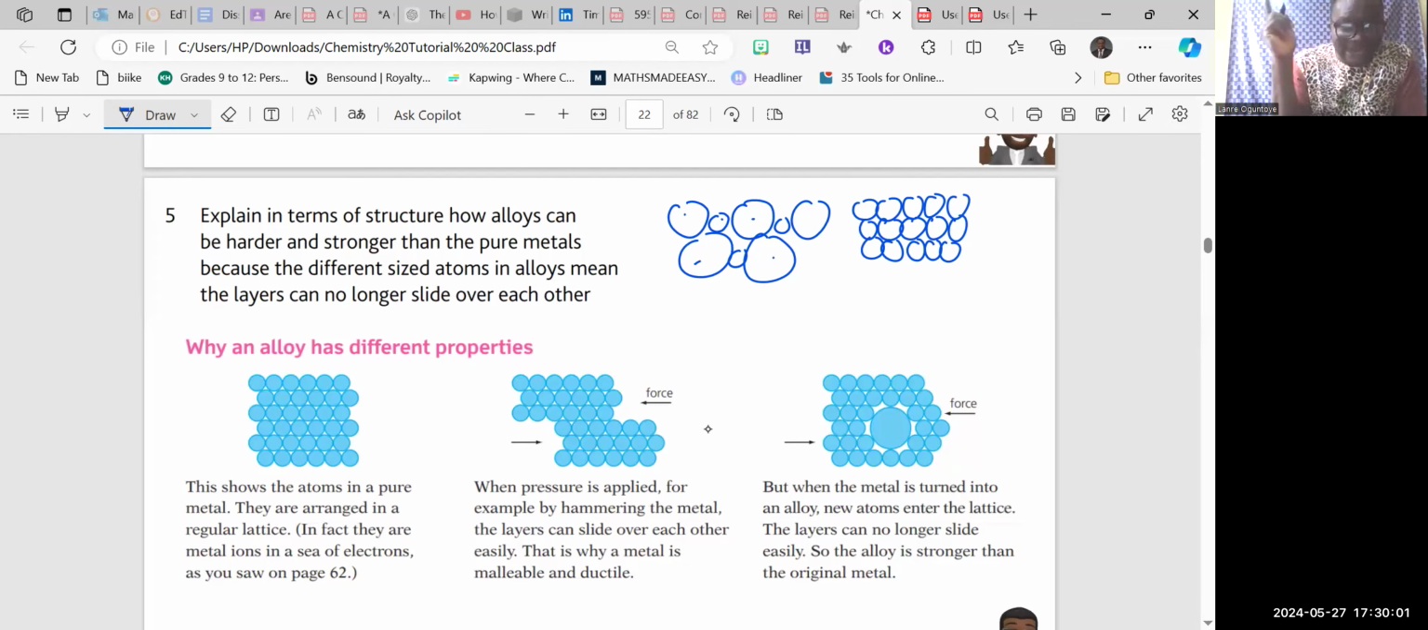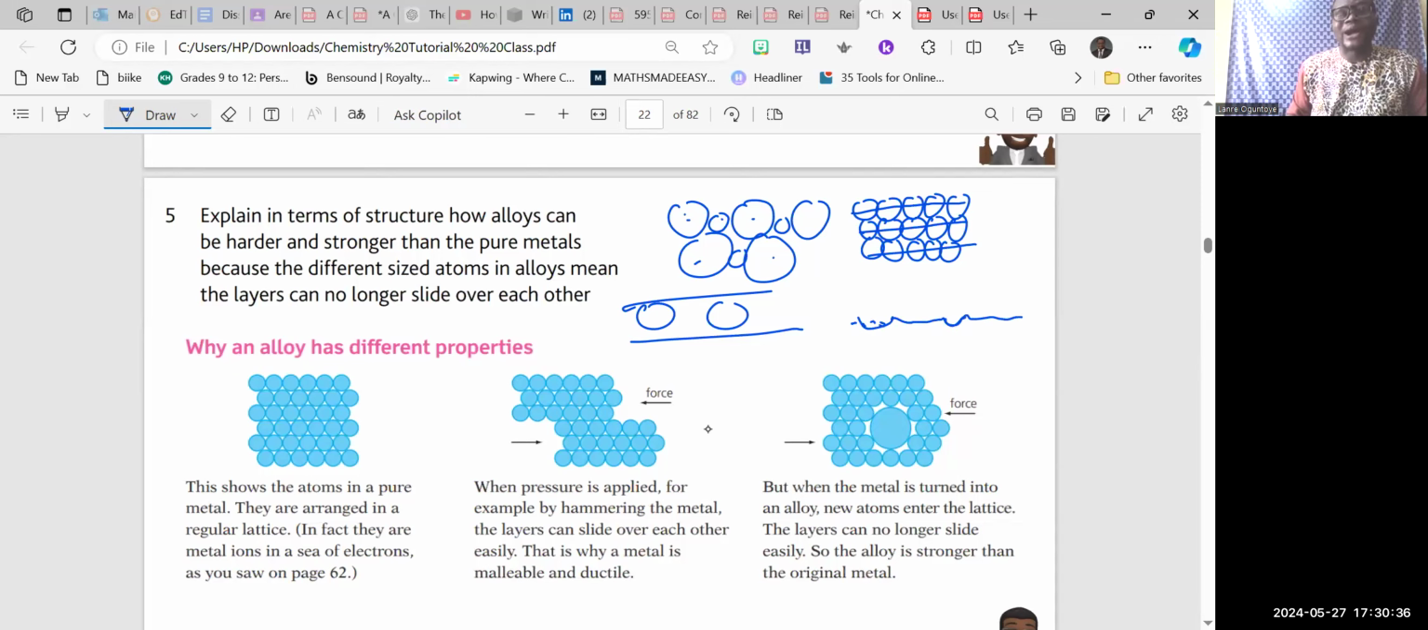Remember malleability? We said metals can slide, the upper layer can slide over the lower layer. That is when all the atoms are of the same size. But the moment the sizes differ, the upper layer would no longer easily slide over the lower layer. It's almost like you want to ride your skateboard on smooth ground. You can move. But on ground that is not smooth, you know how difficult it could be. The tire could get hooked and you'll not be able to move.